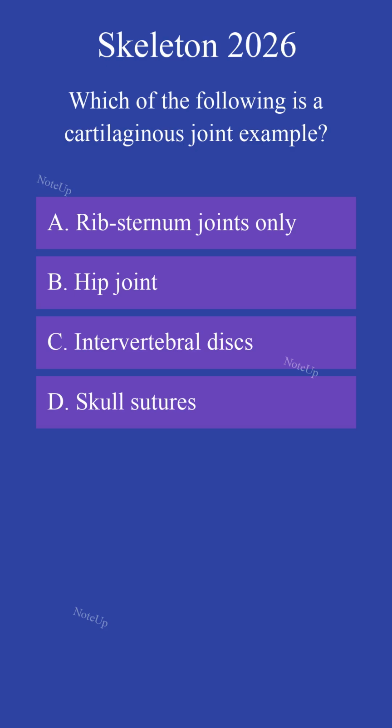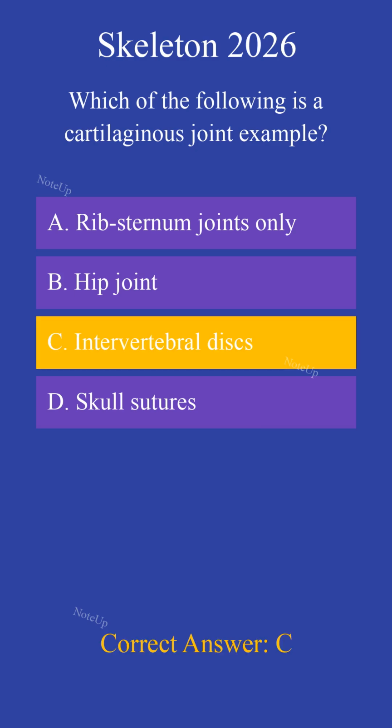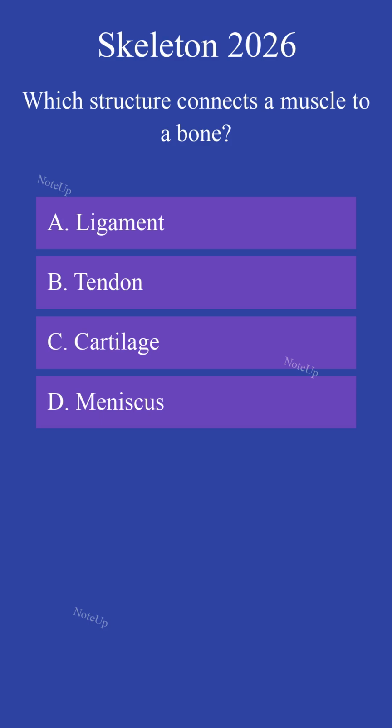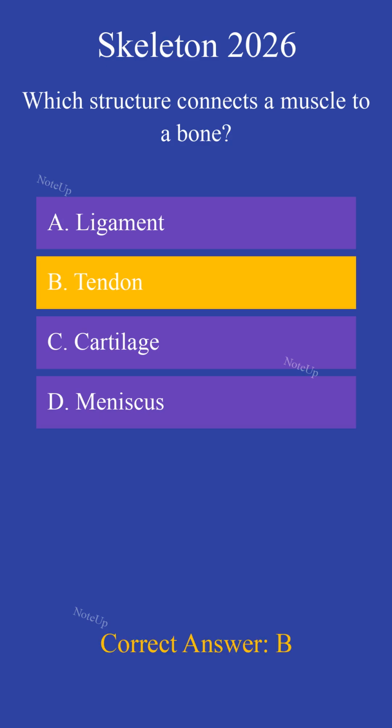Which of the following is a cartilaginous joint example? The correct answer is C. Intervertebral discs. Which structure connects a muscle to a bone? The correct answer is B. Tendon.